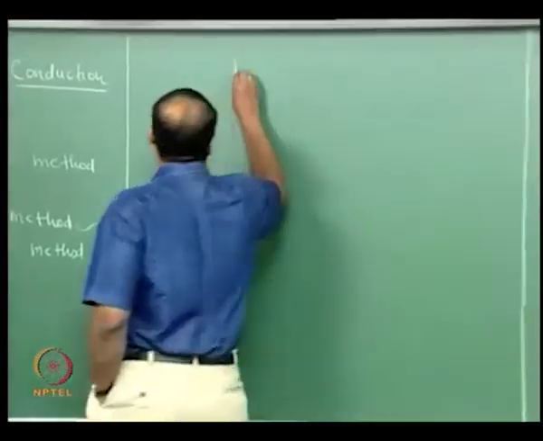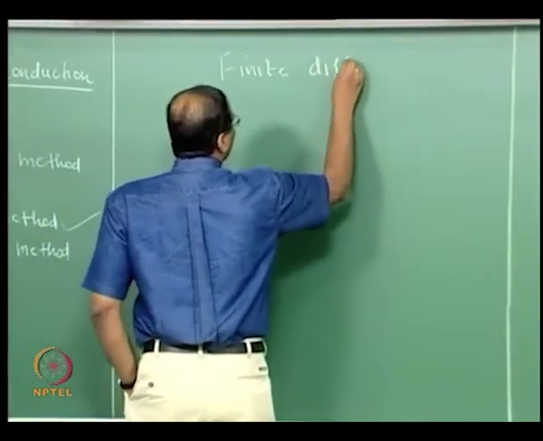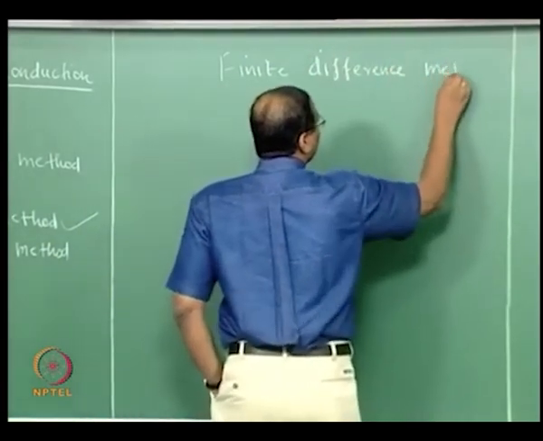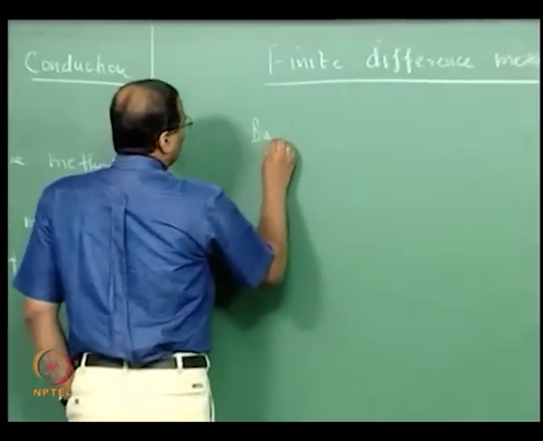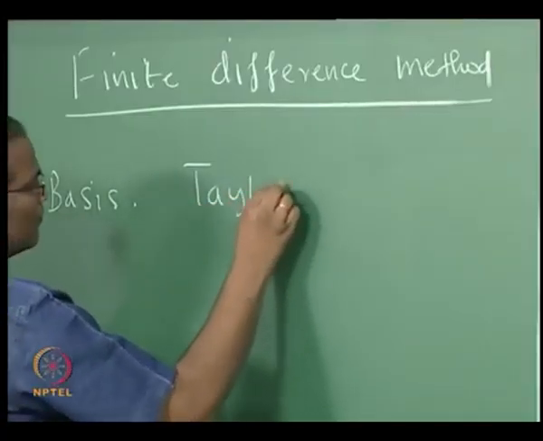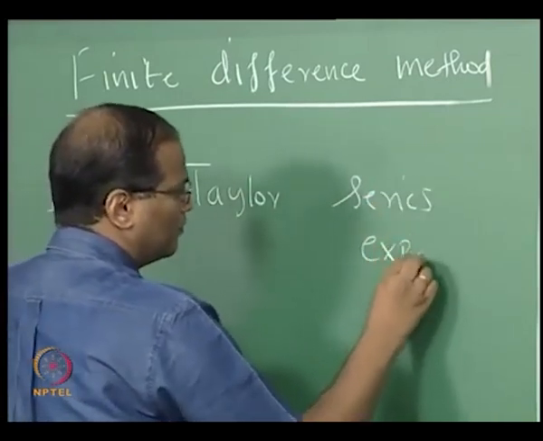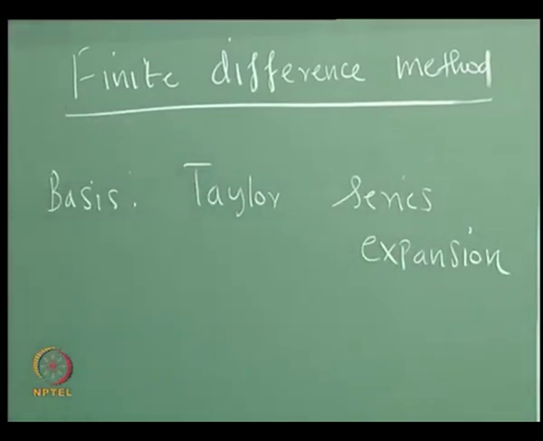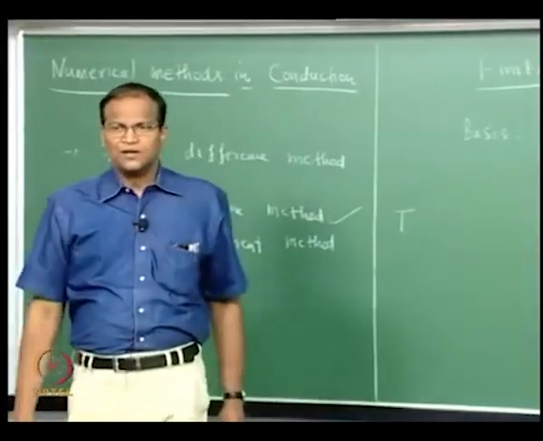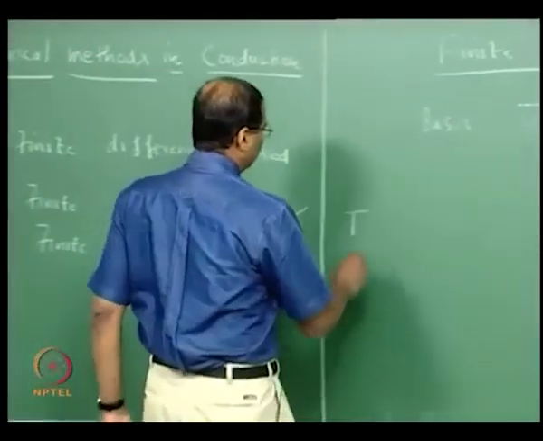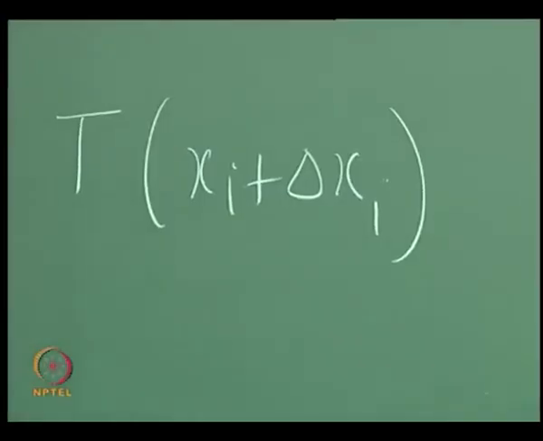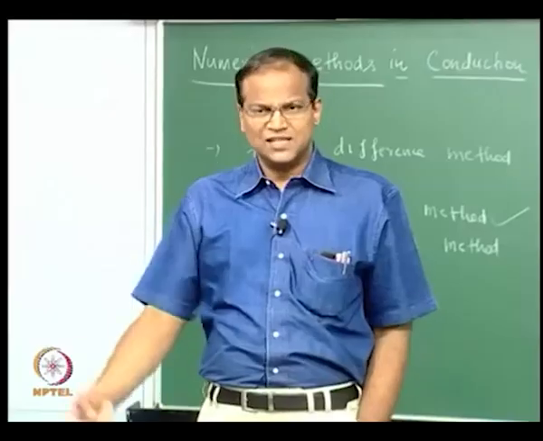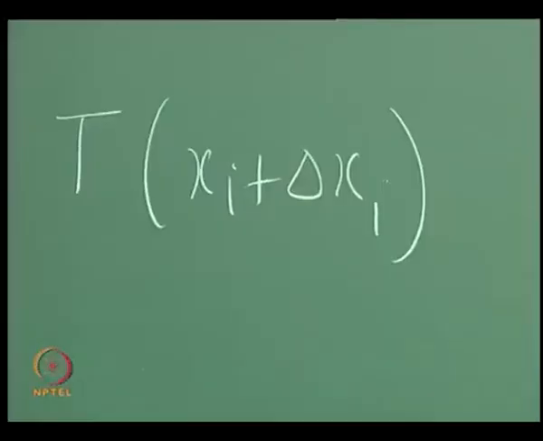So, finite difference. What is the basis? The basis is the Taylor series expansion. Now let us say that you want to evaluate T at xi. T is the temperature. Instead of using y, I want to use T because T is frequently used in conduction. x is the spatial coordinate, so T could be a function of x, y, z, whatever. Now for simplicity we say T is a function of xi.